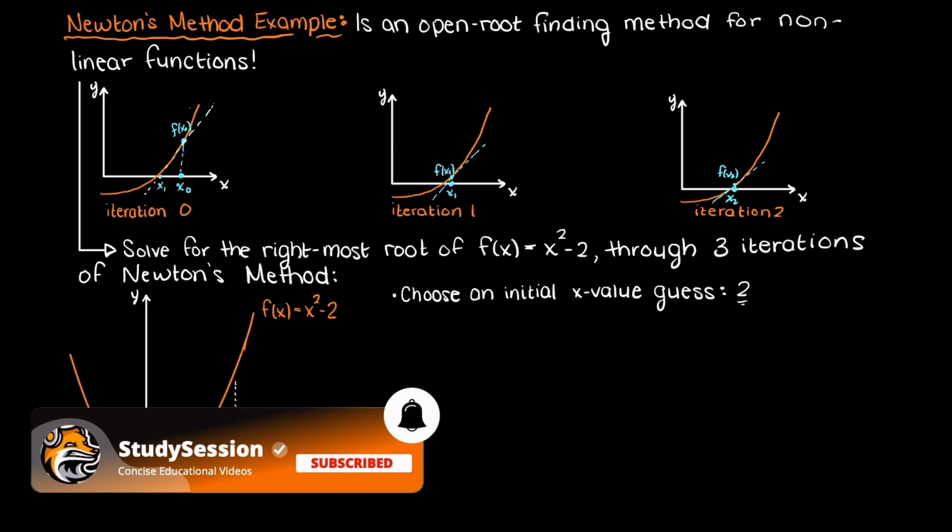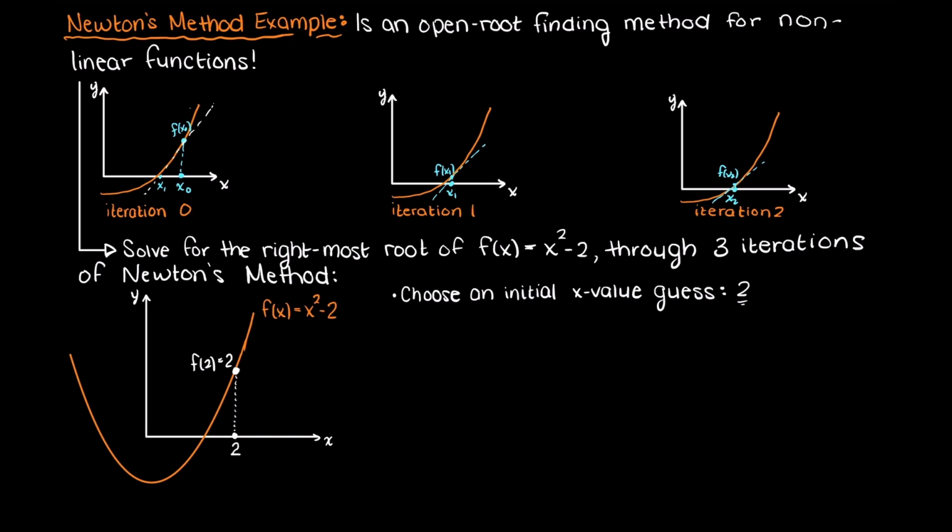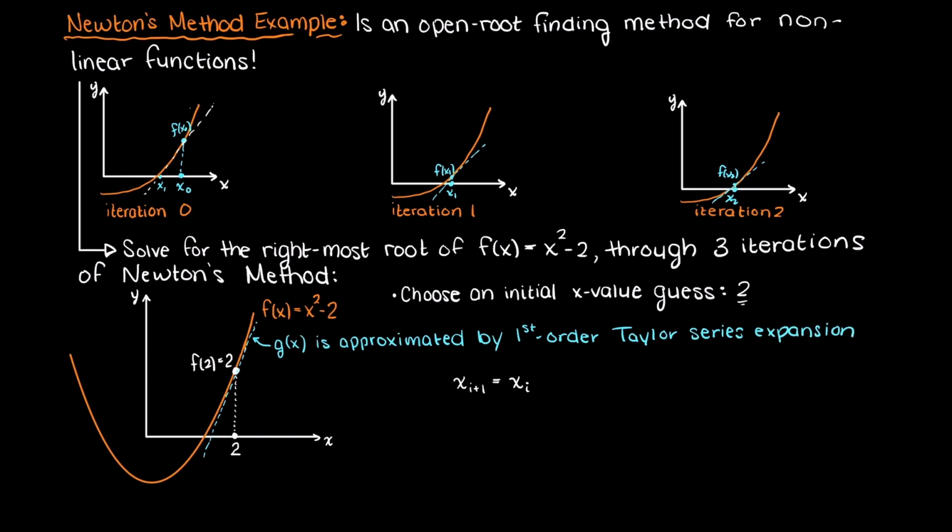So our goal right now is to find where the tangent line of our initial x guess crosses the x-axis. As we talked about in the previous video, this is approximated by our first order Taylor series expansion. So this is found using the following equation which we derived in that previous video. What this equation is saying is that to find our next guess, our next iteration of x, we just take our current x value minus our evaluated function at our current x value over the derivative of our function evaluated at the current x value.